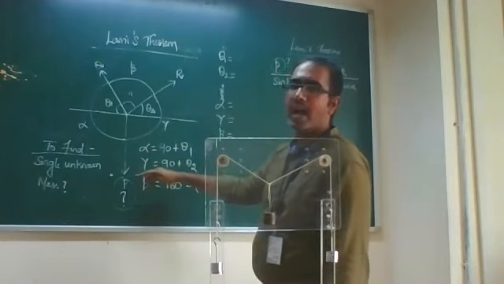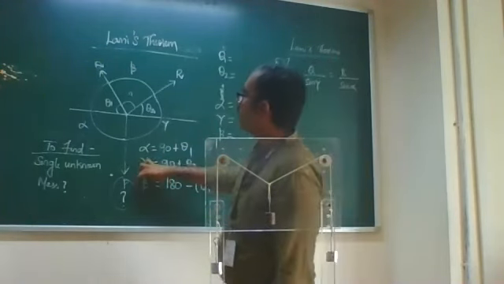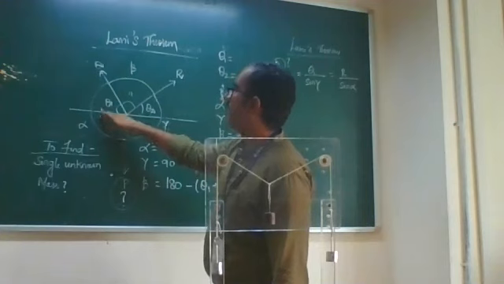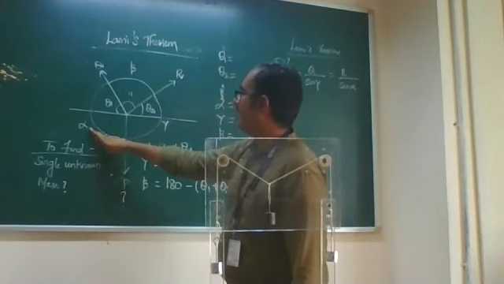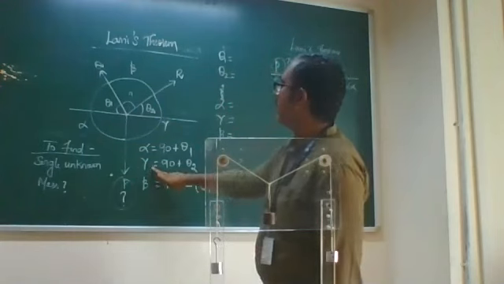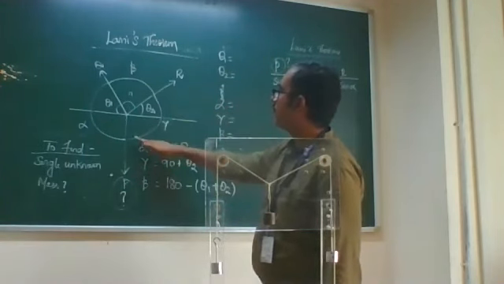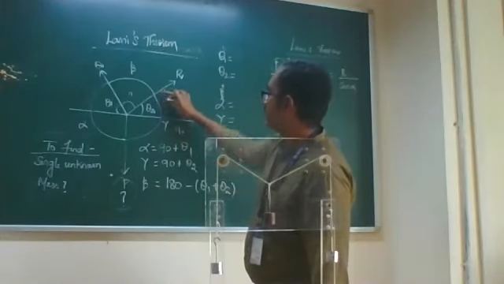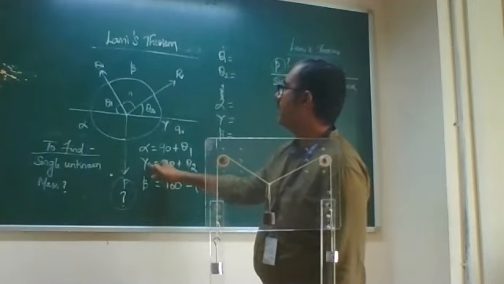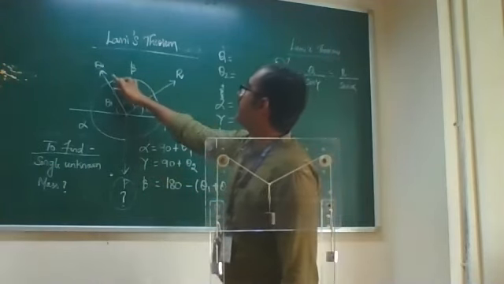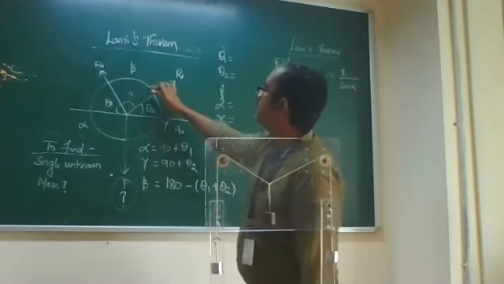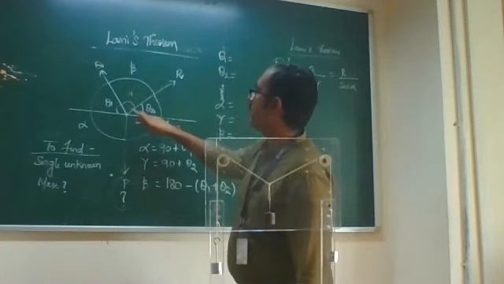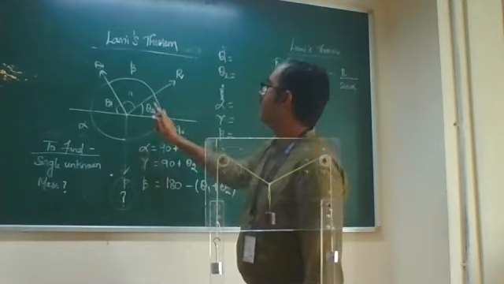Alpha is the region between P and Q. From this point to this point it takes an angle of 90 degrees, and if we add theta 1, we get the alpha value. Gamma is between P and R. From this point to this point we get 90 degrees, and if we add theta 2, 90 plus theta 2 gives the gamma value. Beta is between Q and R, and this angle is 180 minus the sum of theta 1 plus theta 2.